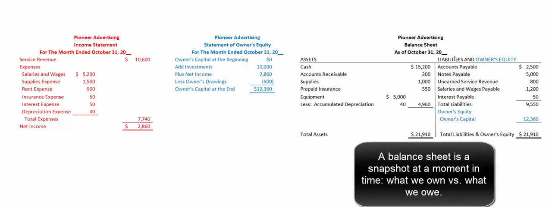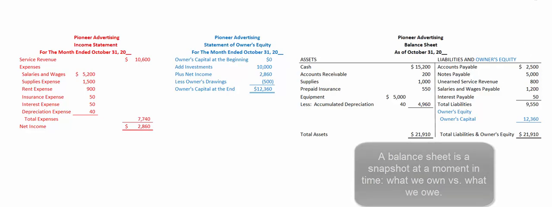And then at the end of the year, we'll have a balance sheet that'll show what we own, those are assets, versus what we owe. And the difference between what we own, our assets, and what we owe, our liabilities, is our equity in the business.